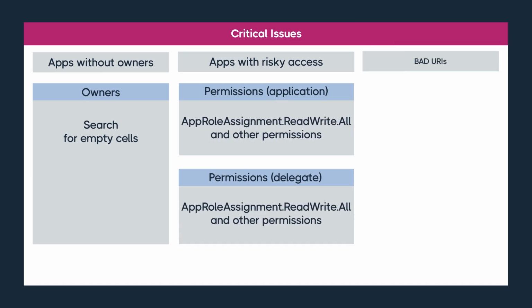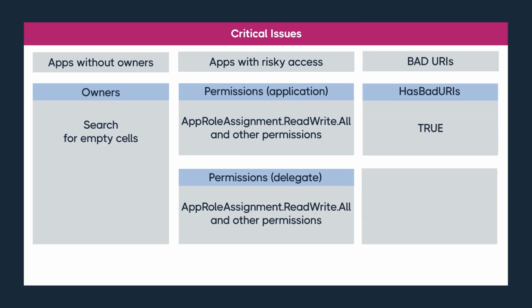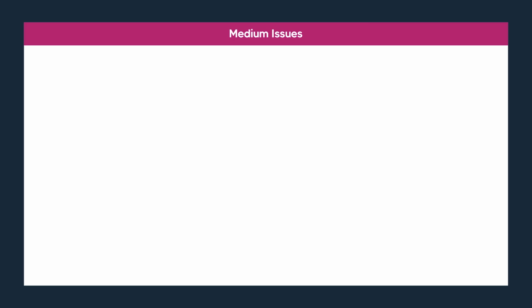To uncover applications with bad URIs, initially, review the Has Bad URIs column to see if the value is true. Then, consult the Redirect URIs column to determine the specific bad URI. Here, examples to look for may be localhost, HTTP, or wildcards. You can also consider the less critical issues.